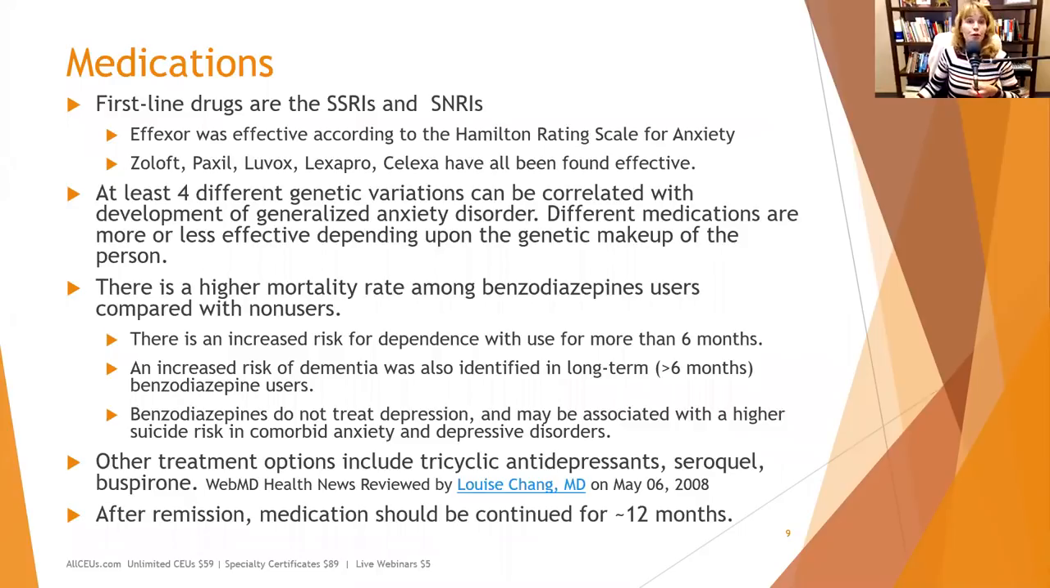And buspirone is the third option. Buspirone works more like a selective serotonin reuptake inhibitor in that it takes 4 weeks or so to build up in the system. Studies have shown that there's really no long-term benefit to taking it, but for 6 months to 18 months of use, it has been shown to be effective.